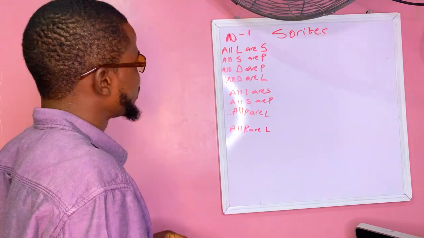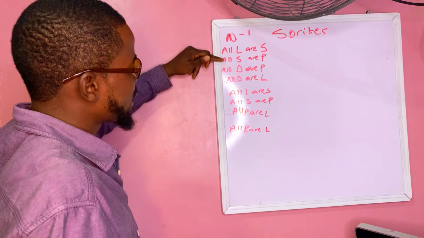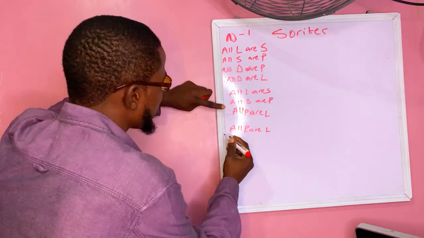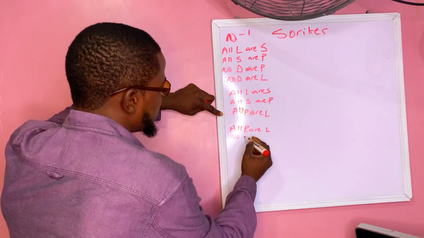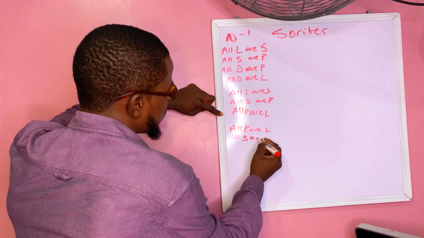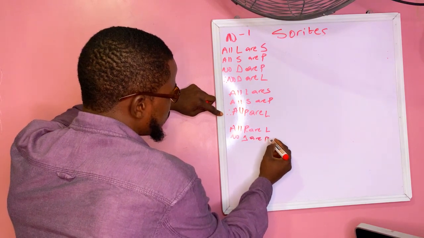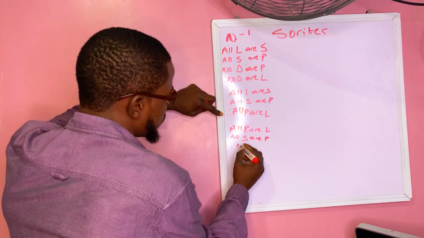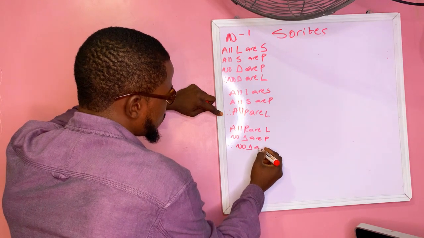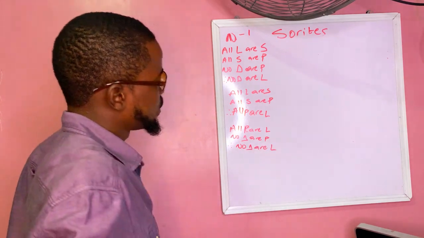Then you will now continue from where you stopped. This is where you stopped. You stopped at L, so you continue again. No D are P. Therefore, no D are L.